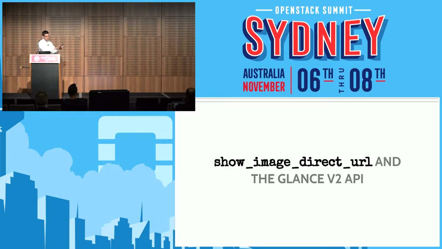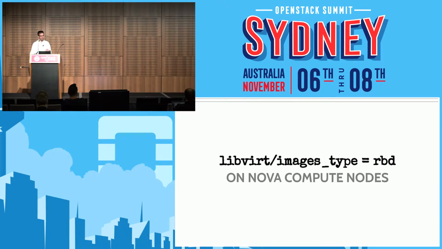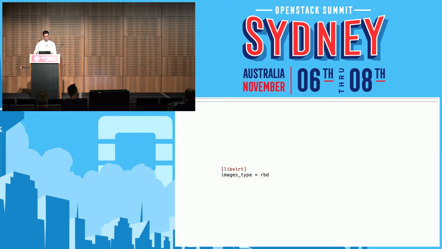Going from persistent storage in Cinder and how it relates to Glance, we also need to talk about ephemeral storage and how it relates to Glance. There, one thing that you typically do when you're running a Ceph cluster that talks to your Nova is set images type in the libvirt section of your nova.conf to RBD on your Nova compute nodes. That would look roughly like this.